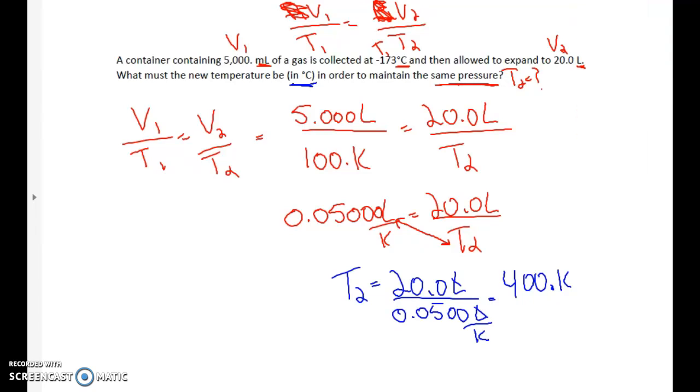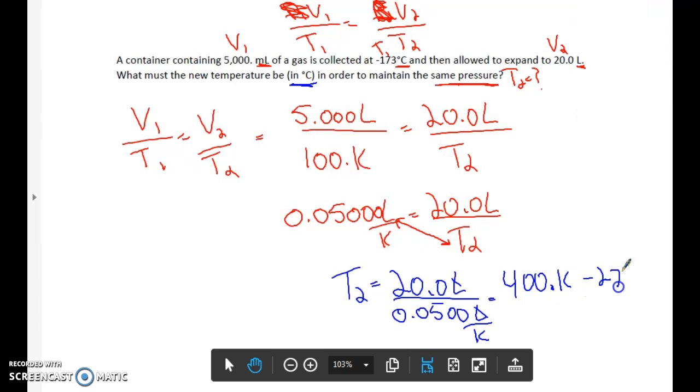And just to make the colors match, now what I have to do is subtract out 273 to get it to Celsius. Now since I'm subtracting and 400 is a whole number, I need my answer as a whole number. It becomes 127 degrees Celsius.